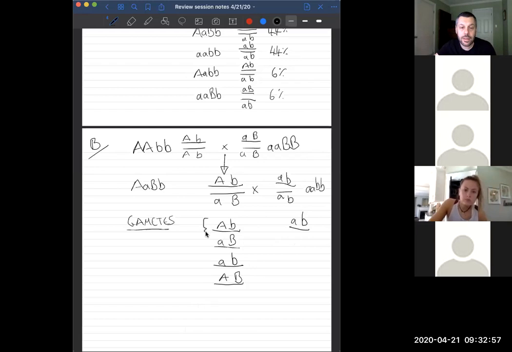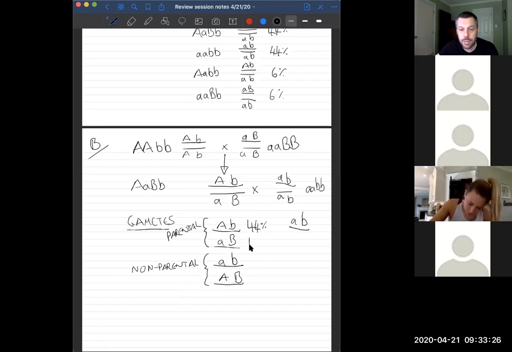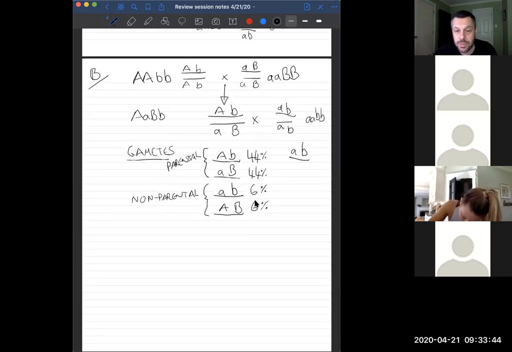Now, in this case, these guys are parental. And these guys are non-parental. And of course, we're told that these genes are 12 map units apart. So in this case, this is going to happen 44% of the time, as is this. And I've calculated that these guys are going to happen 6% of the time. So now what you see is if we look at the possibilities for the F1, F2 generation, we're going to do the same thing that we did before.